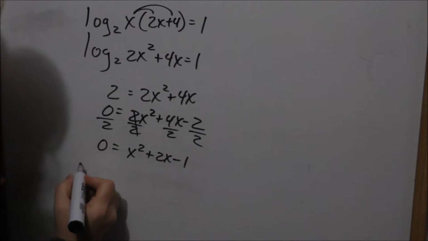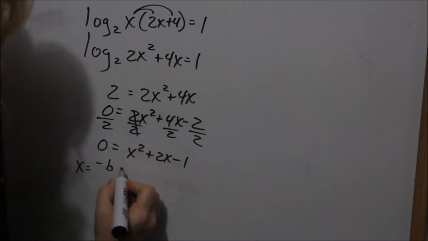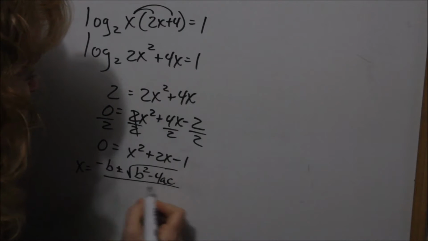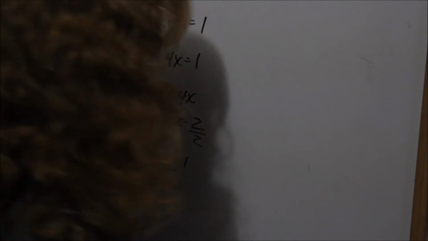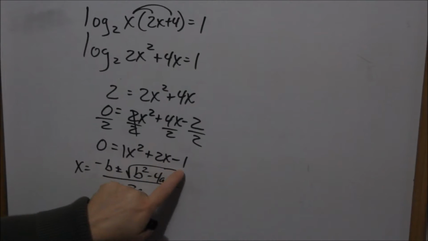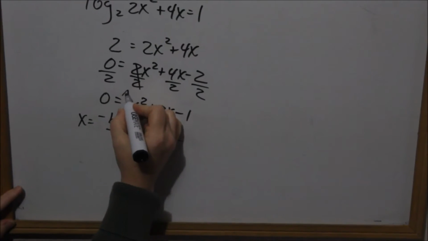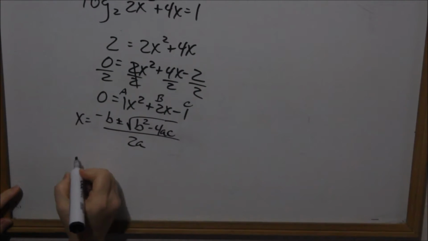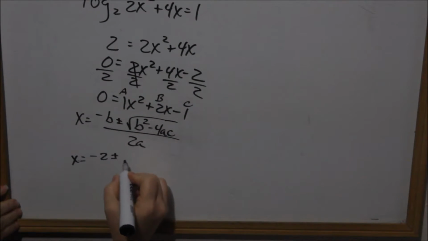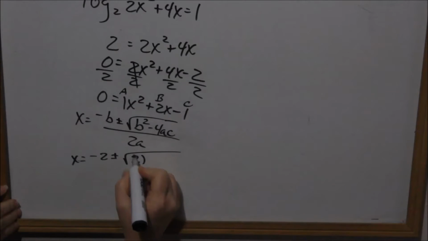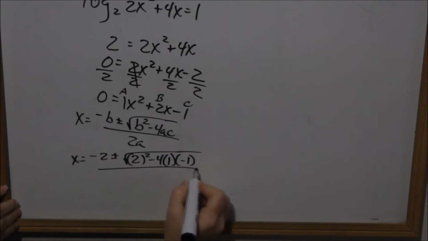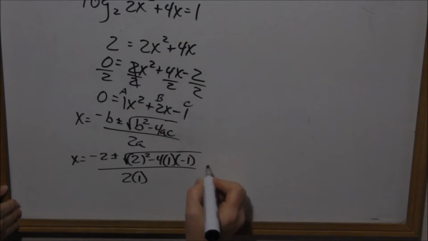Okay, quadratic formula. X equals negative b plus or minus square root b squared minus 4ac all over 2a. That's a coefficient of 1 right there. So a is going to be 1, b is going to be a positive 2, and c is a negative 1. Okay, just as a reminder, a, b, c. So x equals negative, and then my b is a 2 plus or minus square root of b squared. So it'll be 2 squared minus 4 times a, which is 1, times c, which is negative 1, all over 2 times a, which is 1.